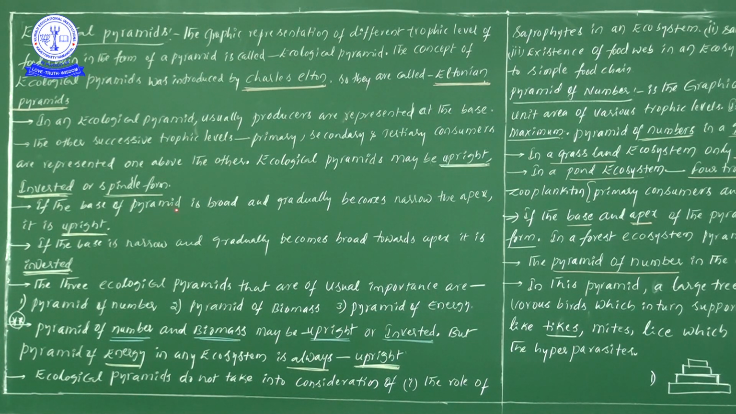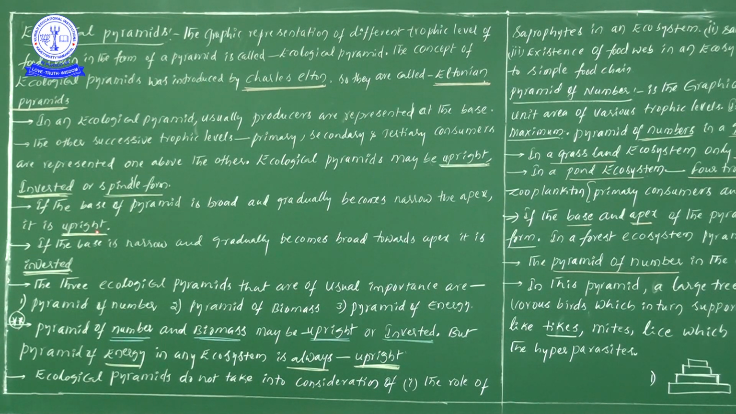Now, if the base of the pyramid is broad, listen carefully, and gradually becomes narrow at the apex, then definitely what pyramid form do we see? We will observe an upright pyramid.